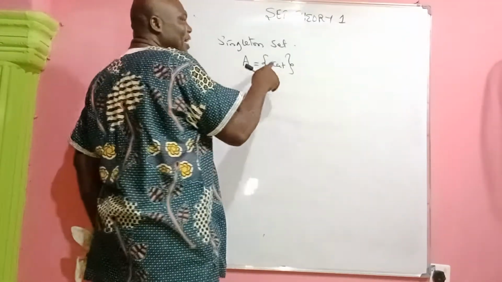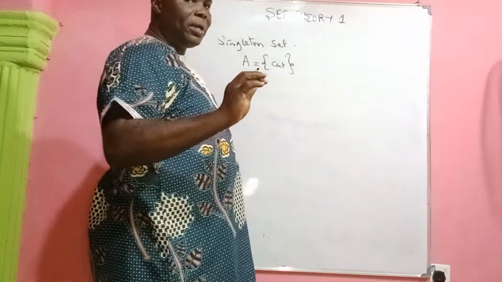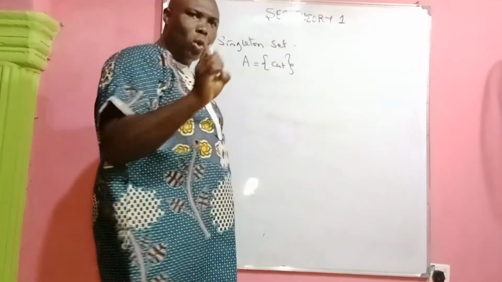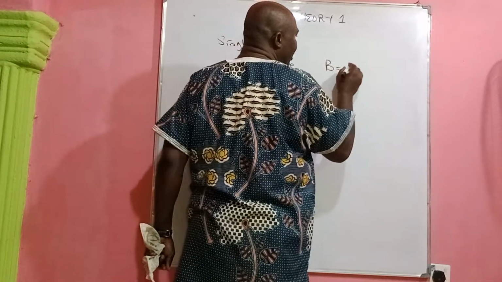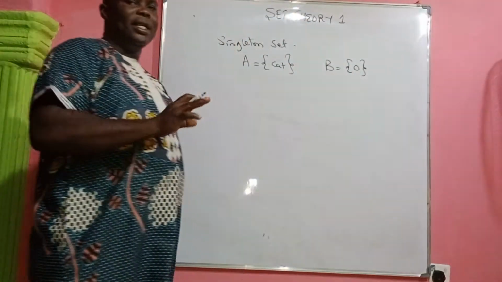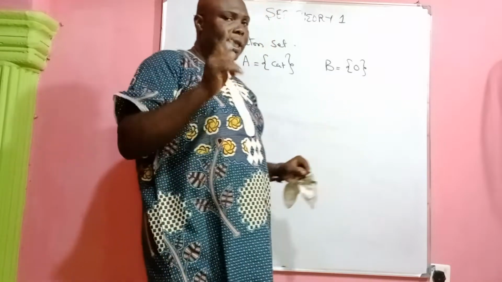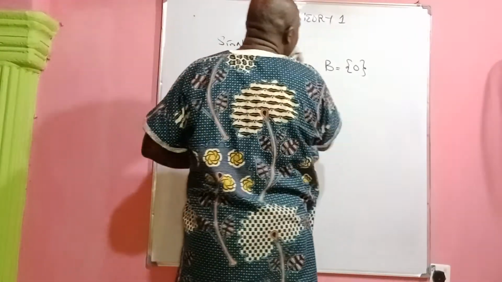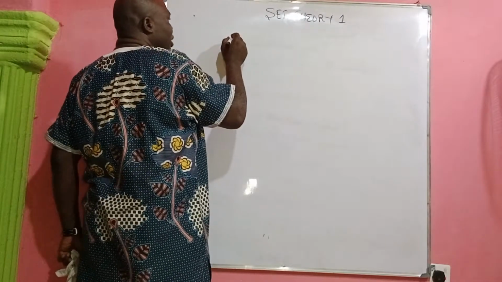Take note that I did not separate the cat, C-A-T, with commas. That's because it's just one object, cat. Now, if you say B is the set of elements and you have 0 in it, therefore B is a singleton set because it has one element, 0 in it. Take note. Alright, so let's go straight to what we call the basic set operations.